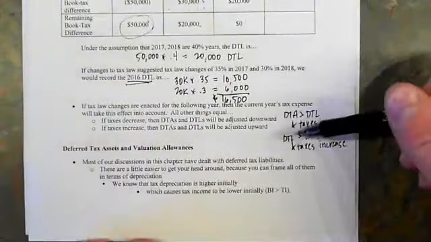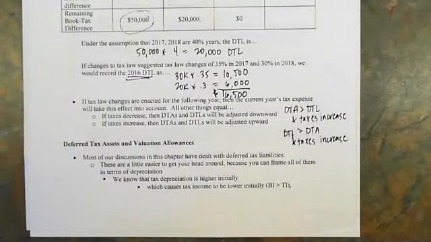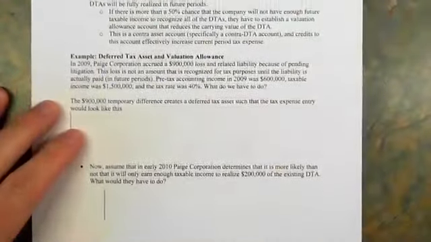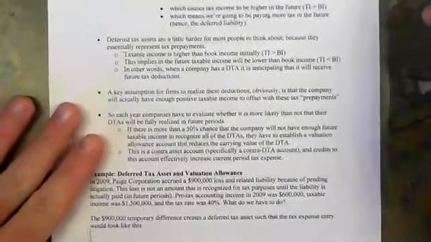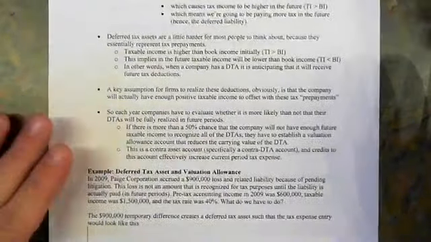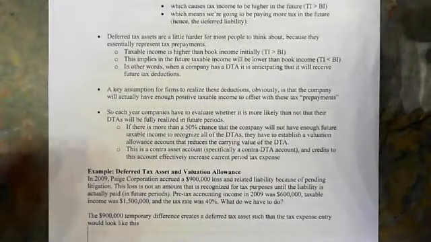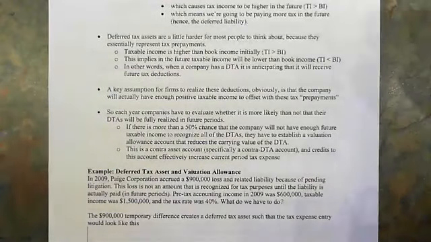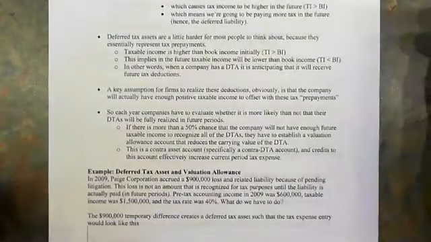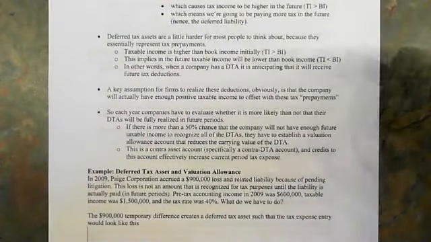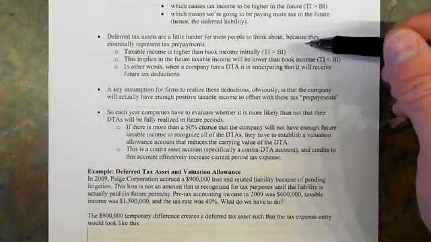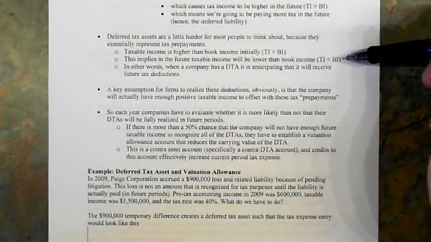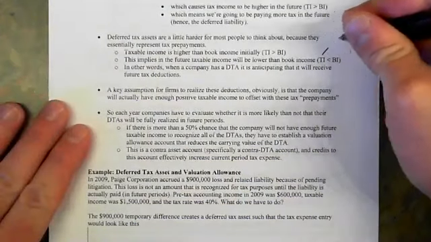Deferred tax assets and valuation allowances. So overall, we've been talking about deferred tax liabilities, and now it's about time that we start thinking about deferred tax assets. Deferred tax assets are just a little bit more difficult for students to get their head wrapped around, but they are essentially the same logic applied in reverse. You can think of a DTA as a tax prepayment in a way. Taxable income will be higher than book income initially, which then means that that's going to reverse in the future where I get a tax break.